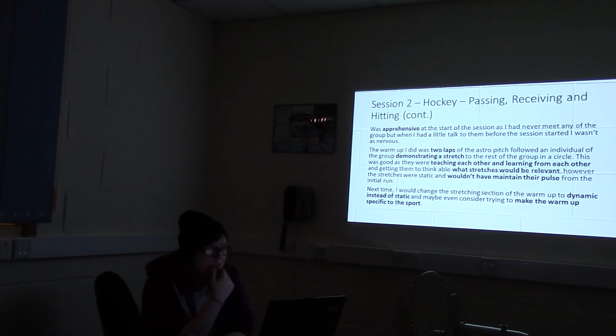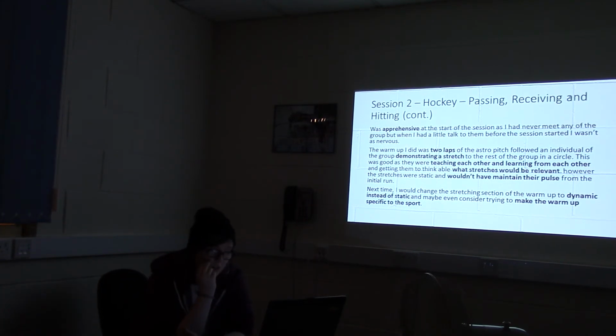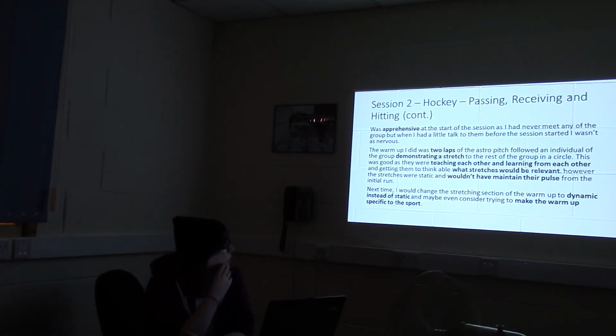The warm-up, again, I did 2 laps of the Astro and the group demonstrated a stretch. This was good as they were teaching each other again and learning from each other, and I was getting them to think about what stretches would be relevant with hockey. However, again, the stretches were static and it wouldn't maintain the pulse. So next time again I would consider dynamic instead of static stretching, and again trying to get the warm-up maybe a bit more sport specific.